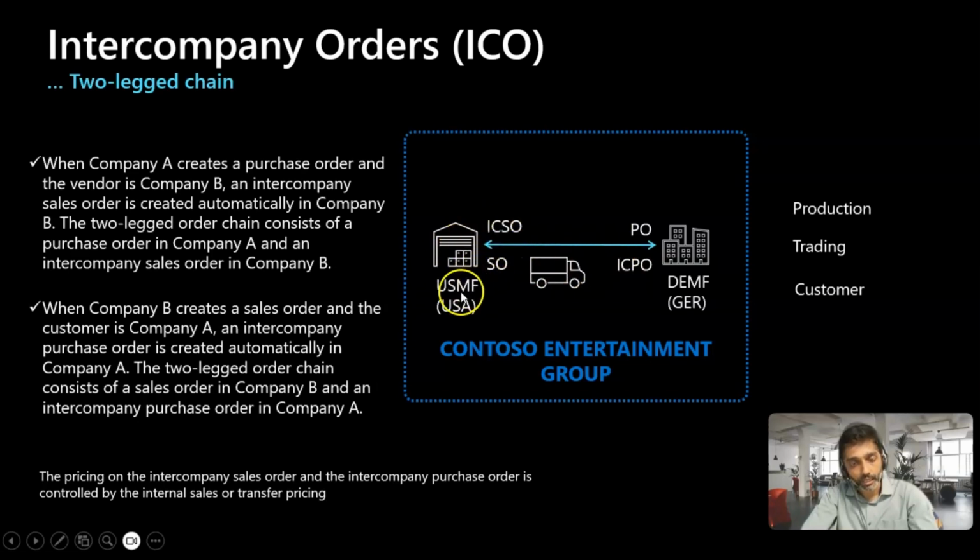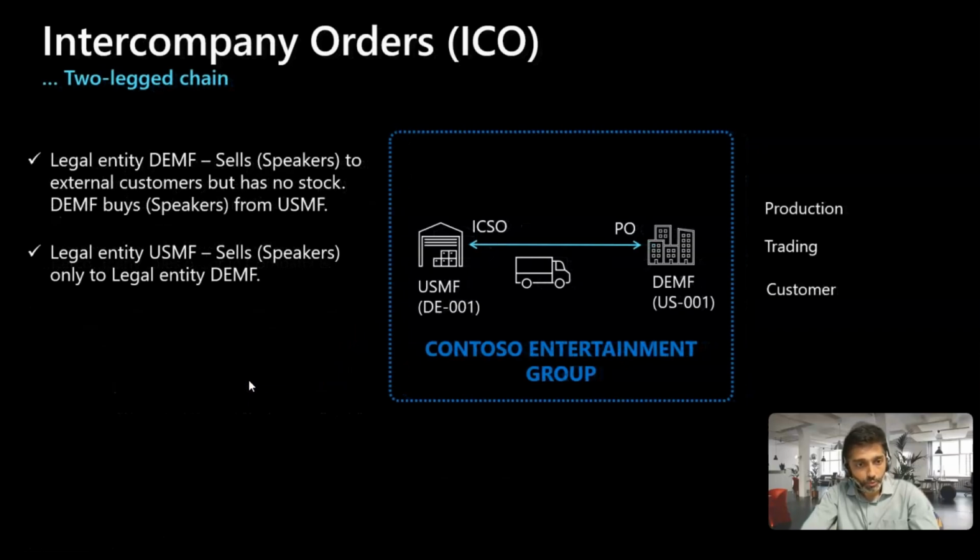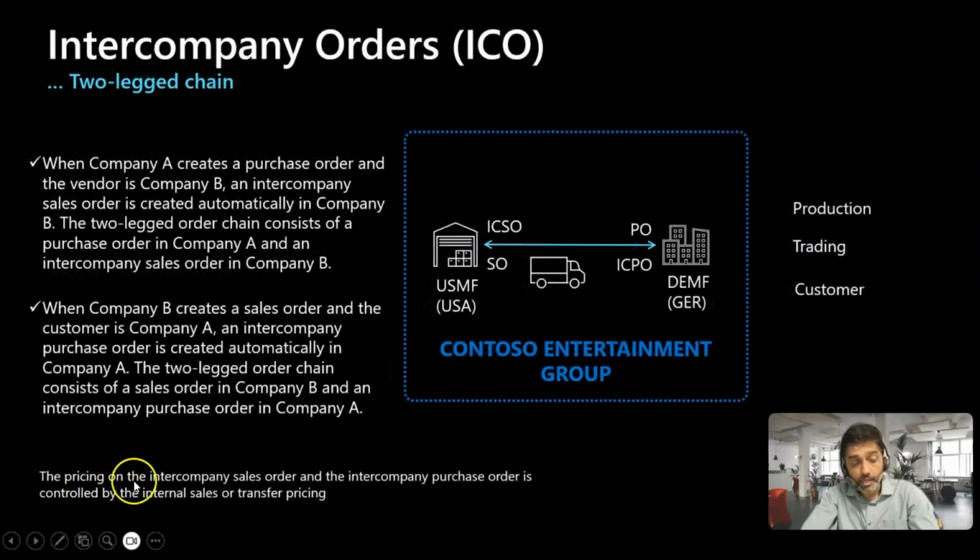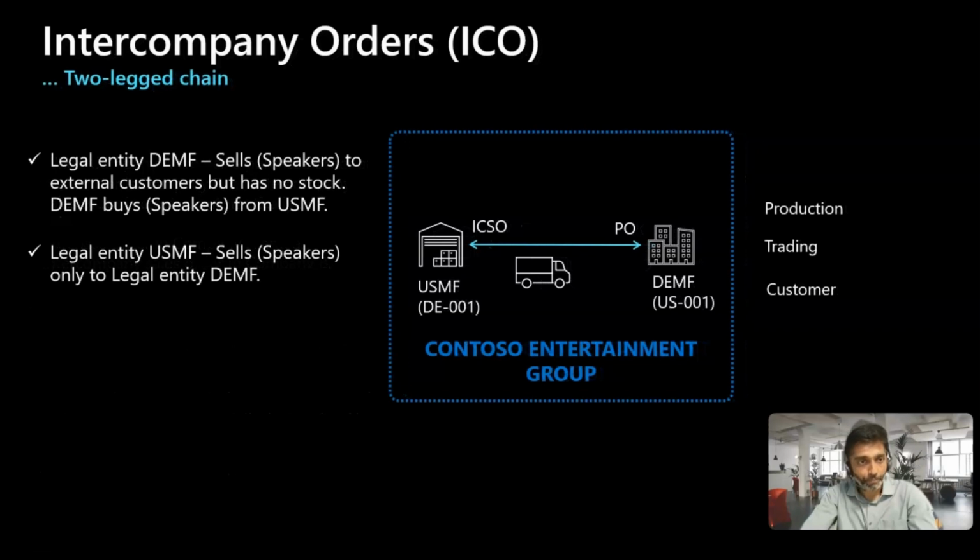The sales order is in legal entity USMF and the purchase order is in legal entity DEMF. And for the material, whatever the legal entities want to transact, you need to ensure that the product is available both in USMF and also in DEMF. For the purpose of this demo, I just want to use the demo data. Before getting to the next slide, I also want to highlight that the pricing information on the intercompany sales order and intercompany purchase order is controlled by the internal sales or transfer price. So we will also quickly see as part of this video how the pricing information flows from the trade agreements, if it is configured in the demo data.